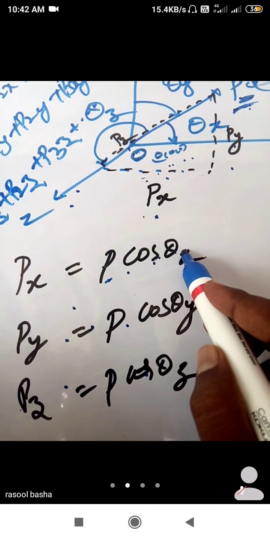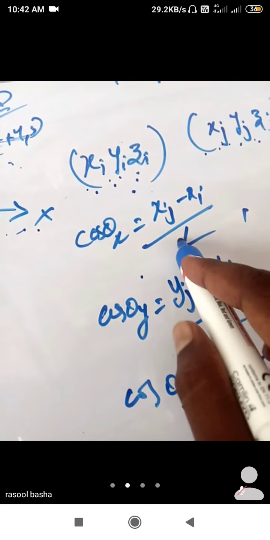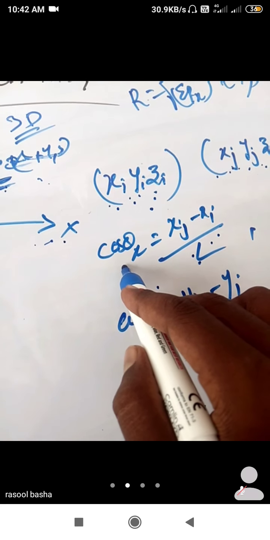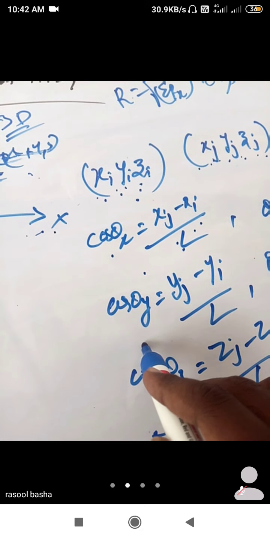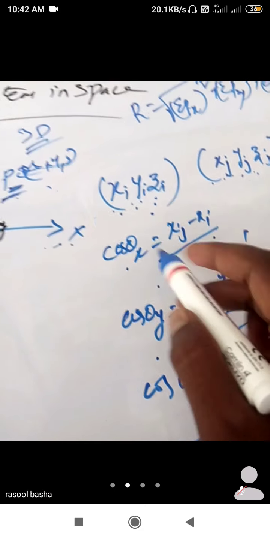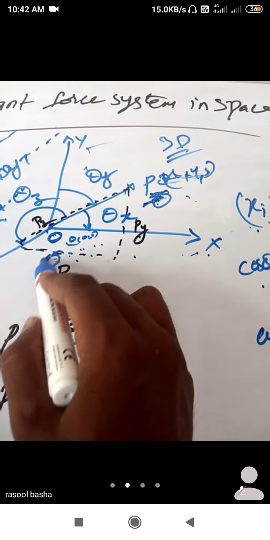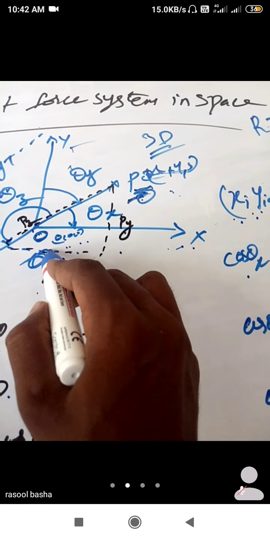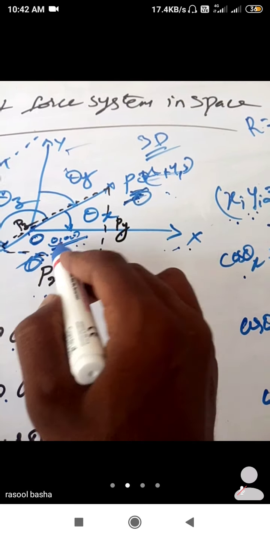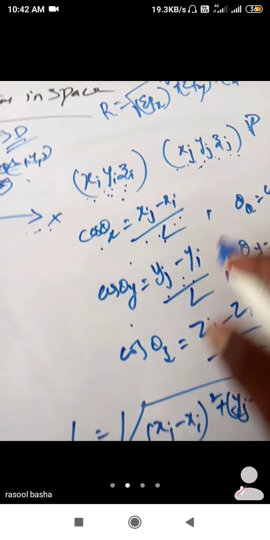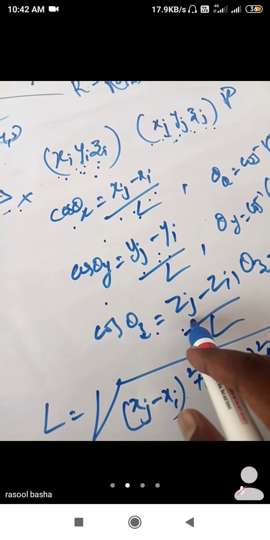We don't know the value of cos theta x. For finding cos theta x, we have the formula xj minus xi by L. That is the cos theta x value. Similarly cos theta y is yj minus yi by L, where yj is the coordinate of the force point and yi is the origin coordinate. Sometimes the origin coordinates are not zero; sometimes they have some value. That's why I'm taking the coordinates like this. Similarly cos theta z is zj minus zi by L.